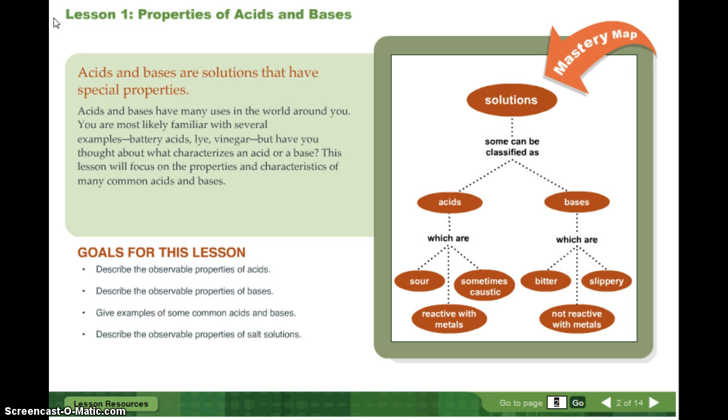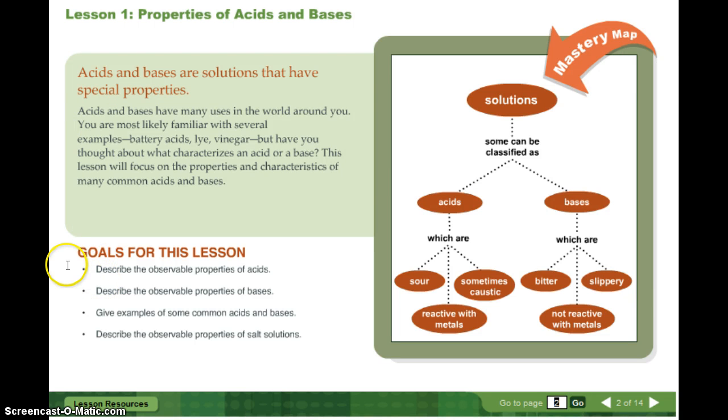Lesson 1, Properties of Acids and Bases. Acids and bases are solutions that have special properties. Acids and bases have many uses in the world around you. You are most likely familiar with several examples: battery acid, lye, vinegar, but have you thought about what characterizes an acid or a base? This lesson will focus on the properties and characteristics of many common acids and bases.